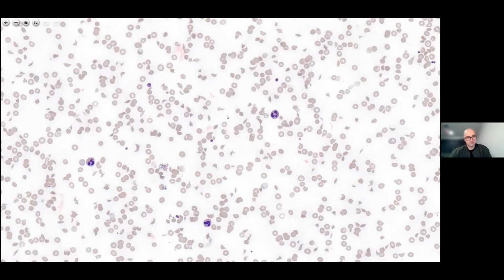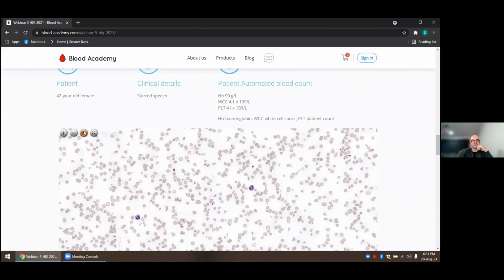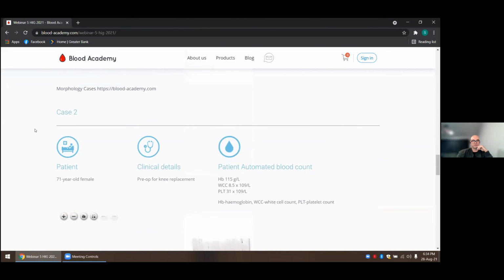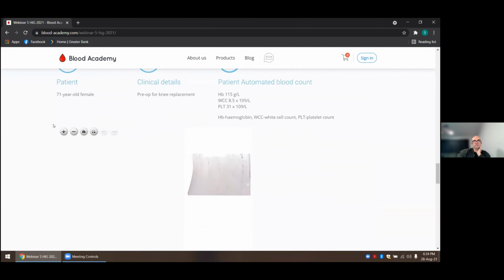Yep, if you're happy. So case 2 is a 70-year-old female who's having a routine blood count as part of a pre-op for knee replacement. Hemoglobin looks okay, 115. The white cell count is 8.5. Again, should be within the normal range. And the platelet count is low. We've got a common theme here. It's reported by the analyzer at least at 31. So I'll hand it over to you, Joe.